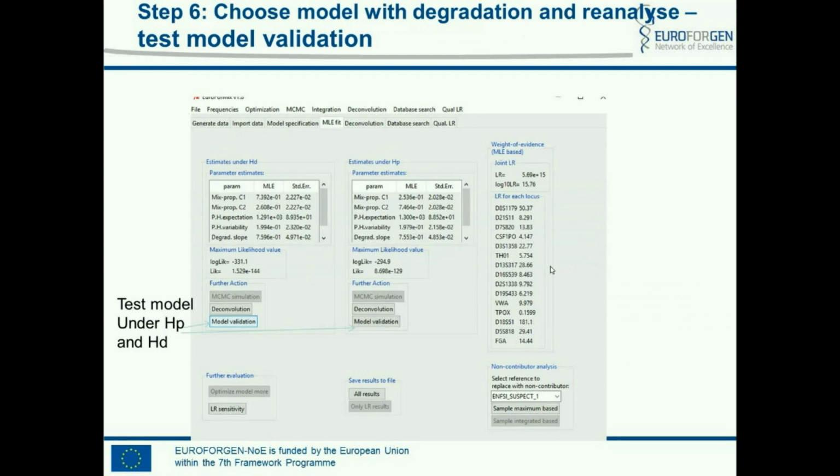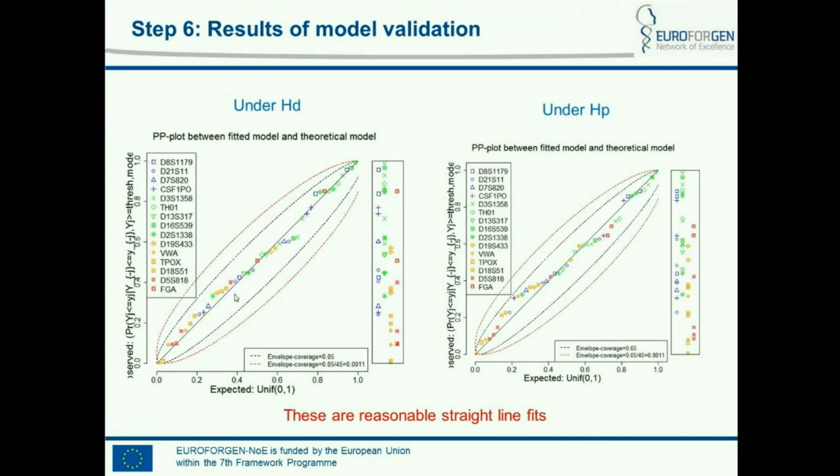So we go back to analysing the model with degradation and without stutter, and there's a log likelihood there. And the next step is to carry out the model validation. So we press these buttons here and here. So these points should form roughly a straight line. The red envelope here represents a confidence interval, and these points should not fall outside that interval. Otherwise we may regard that the gamma model is actually invalid for that particular sample. However, with this example, they are reasonably straight line fits.